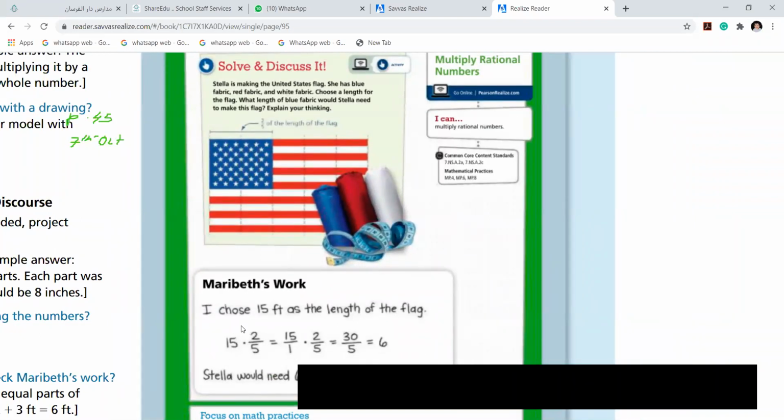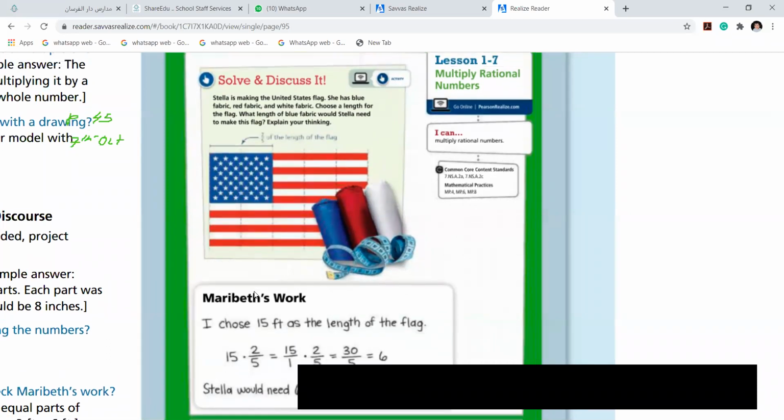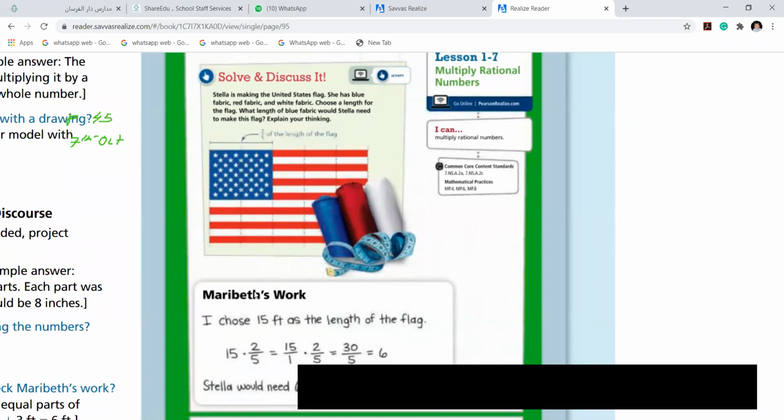Now they said, this is the work of one girl. She said, I choose 15 feet as the length of the flag. She chose by herself the number 15. 2/5 of 15 is 30 over 5, that is 6. Stella would need 6 feet of the blue fabric. Now girls, why did she choose 15? She chooses 15 as the total. You can even choose 10 if you want, any number. And then 2/5 of that flag is blue in color.